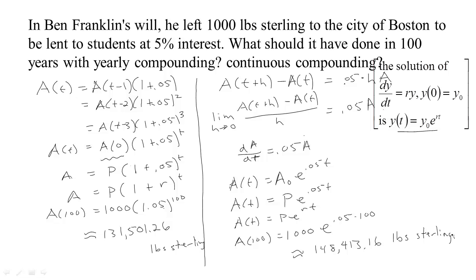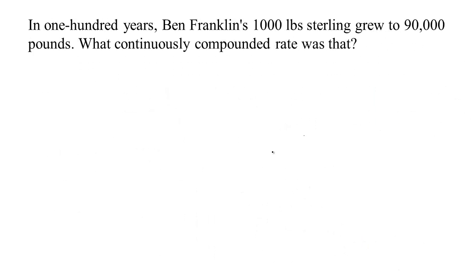So that would be pretty good growth there. But in 100 years, it actually only grew to 90,000 pounds. So for whatever reason, either they couldn't get the 5% interest rate, or people weren't paying back like they should have, so it didn't grow quite as rapidly. If a few people defaulted on those loans, that could happen. So what continuously compounded rate was that?